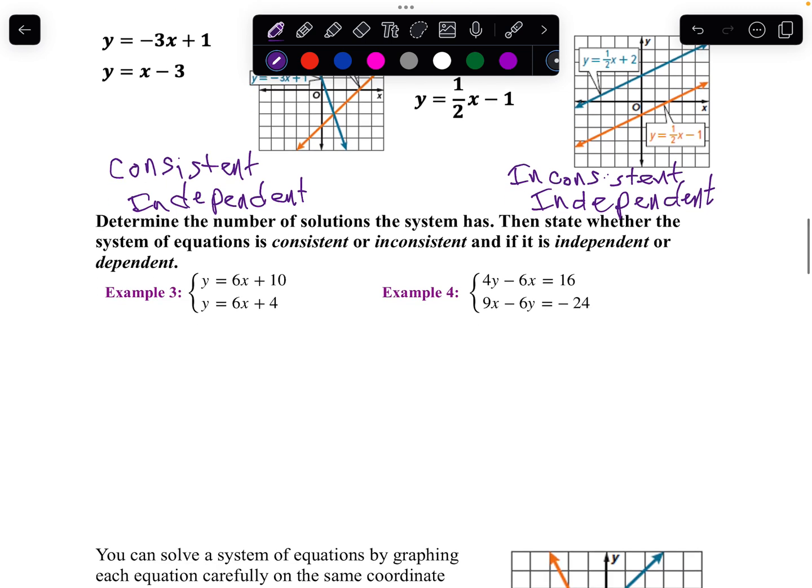Okay, now, what happens if I don't have a line? I just have the equations. Well, look at this one. I've got the same slope, don't I? But my y-intercepts, they're different. So these lines are parallel. If they're parallel, they're inconsistent. And they're independent.